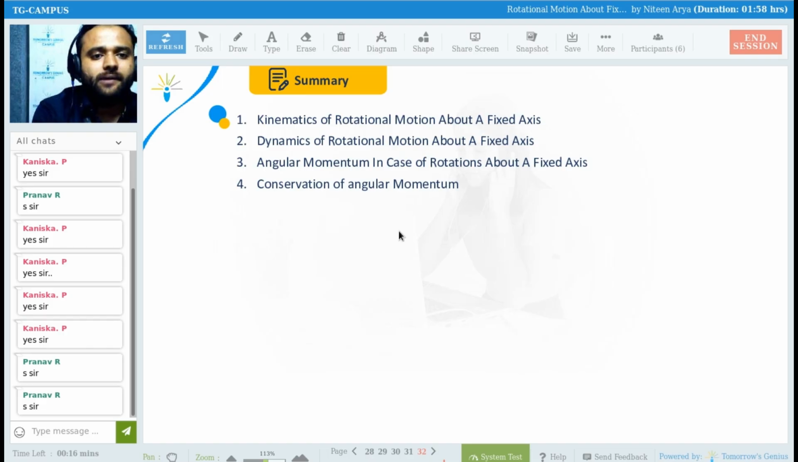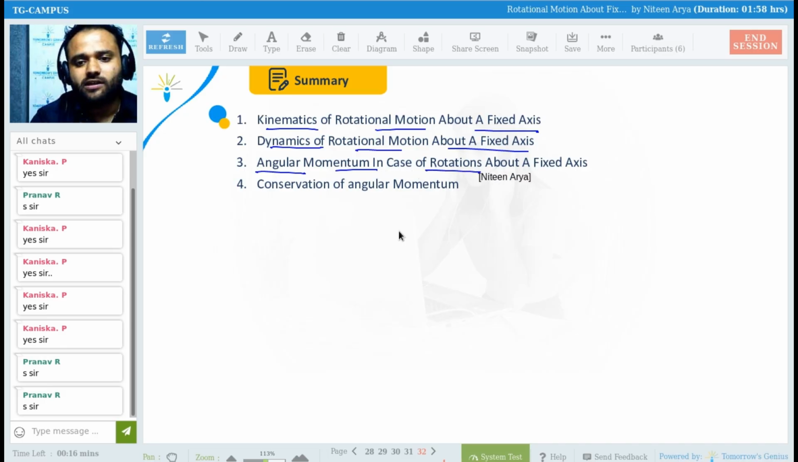So in this way, we complete this lecture as well as the chapter. In this particular live session, we completed kinematics of rotational motion about a fixed axis, dynamics of rotational motion about a fixed axis, angular momentum in case of rotation about a fixed axis, and conservation of angular momentum and rolling motion all together.